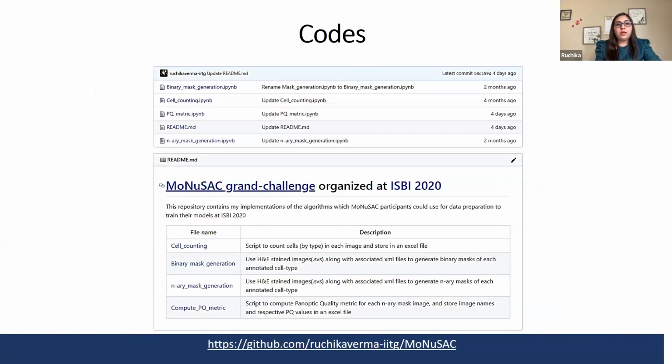The code to create these binary masks and the data is publicly available, and the algorithms are summarized in the paper which was published in TMI.